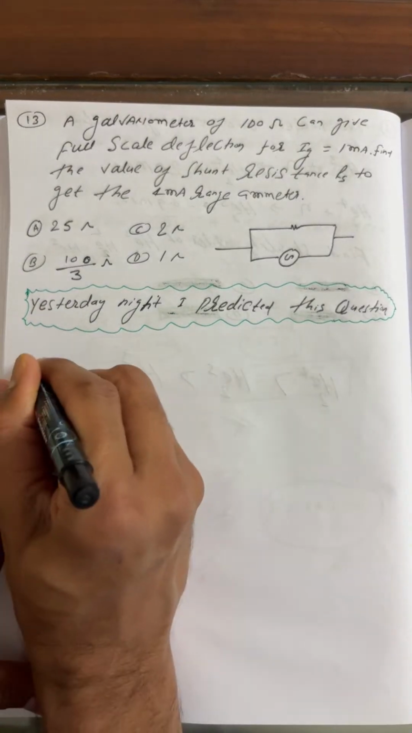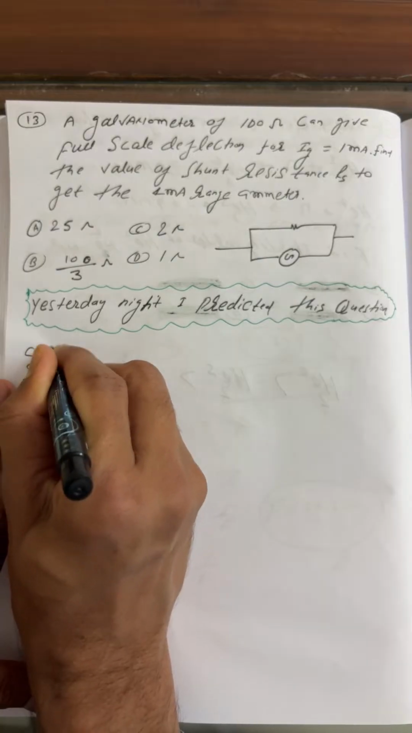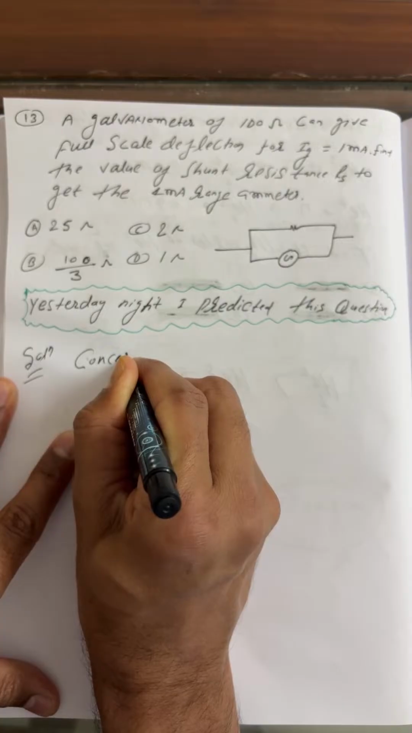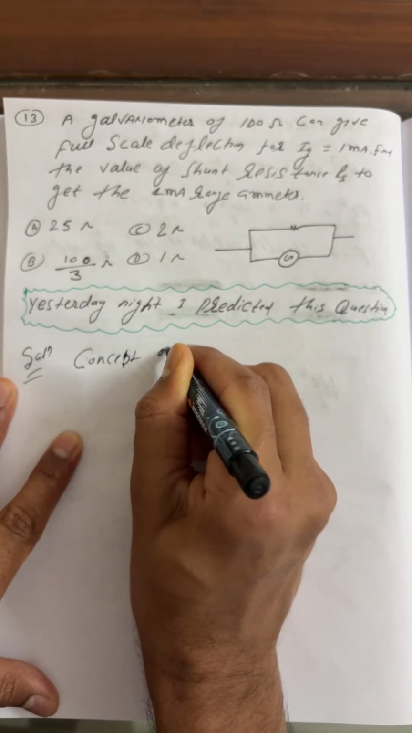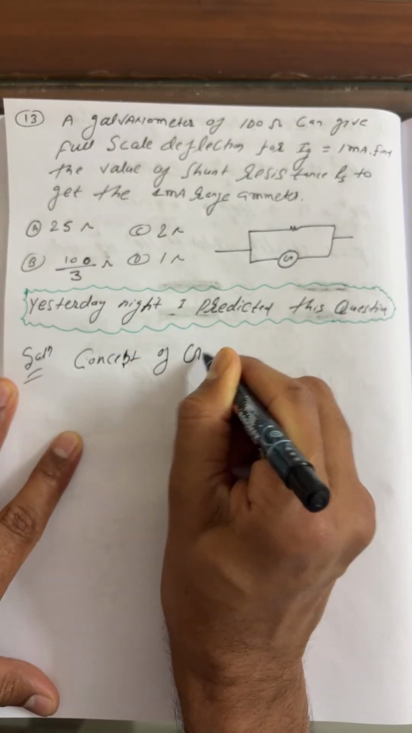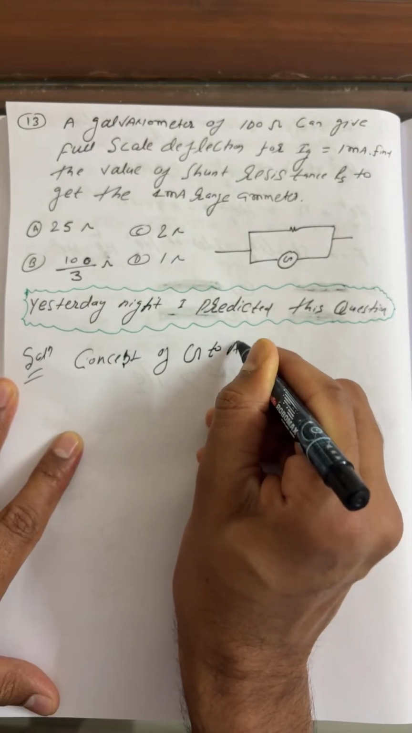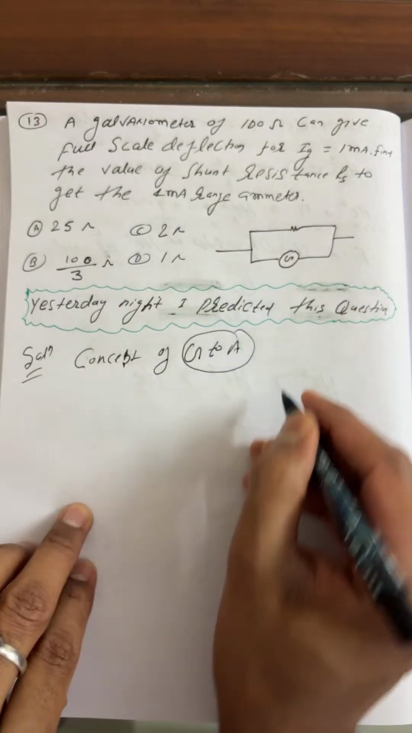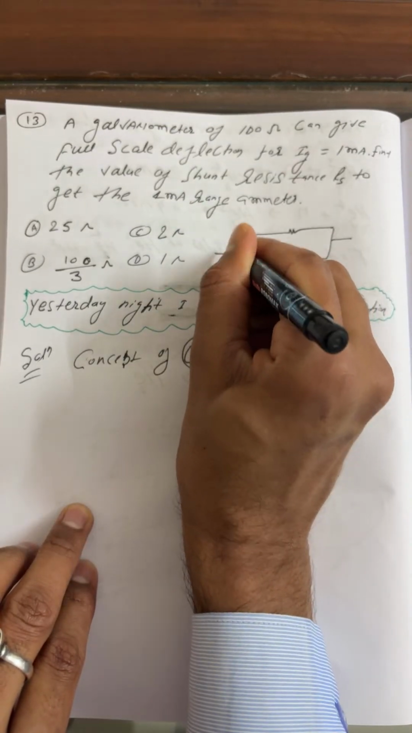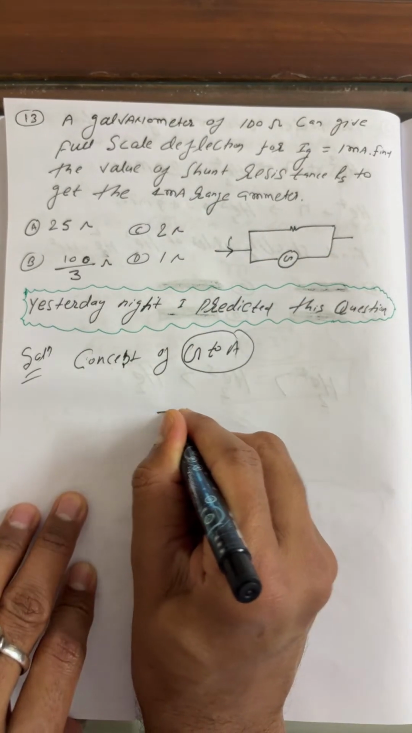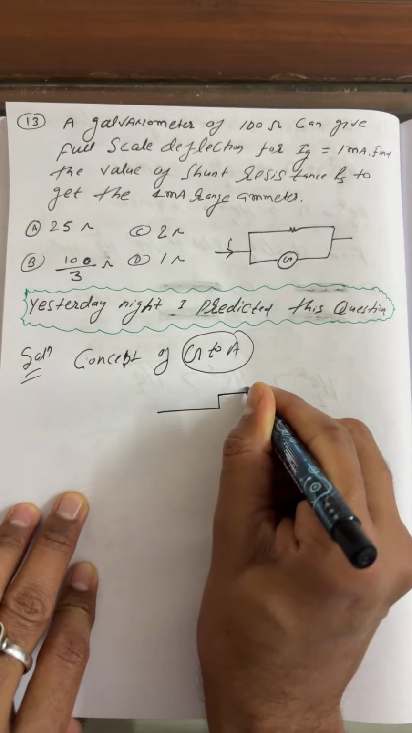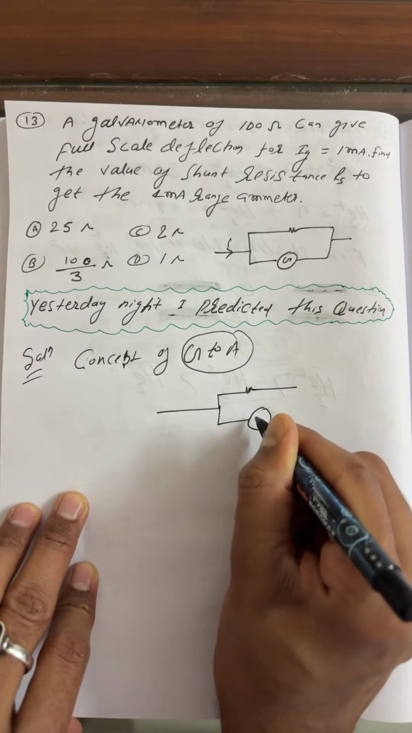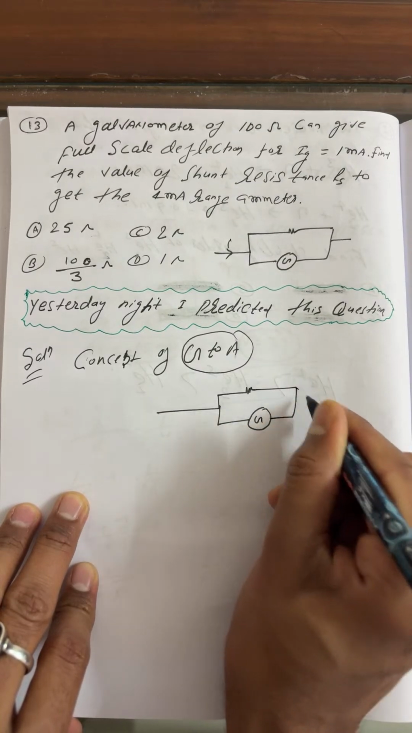No, student, here I'll use beta. The concept of galvanometer to ammeter, G to A conversion, is very common here. Let us suppose current is coming from here only. I'll make one more diagram here so that you can easily understand. This is my dear galvanometer, right?